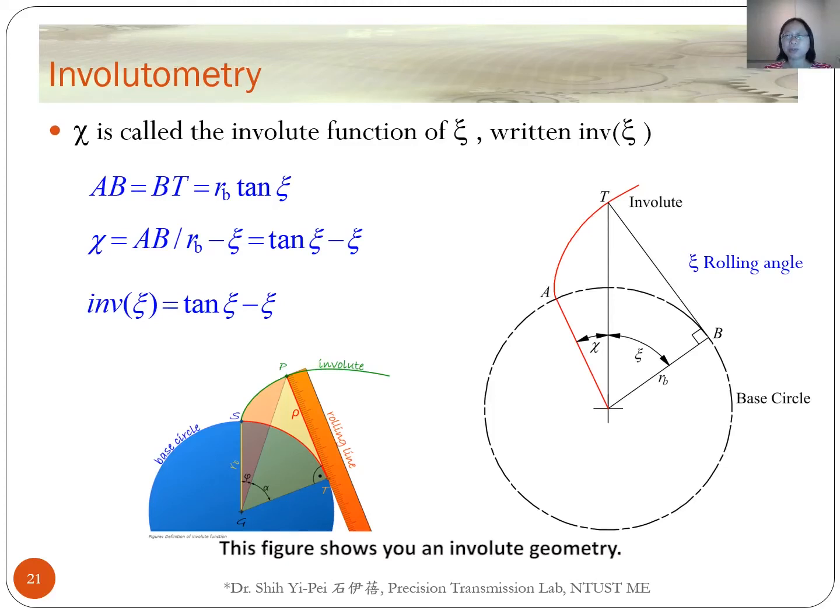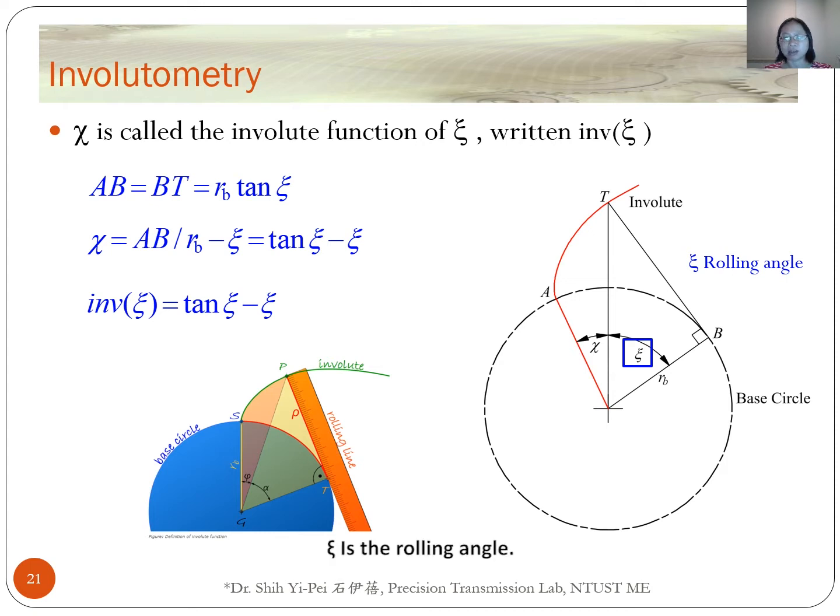This figure shows you an involute geometry. For the purpose of analyzing stress and the deflection of gear teeth, it is important to be able to compute the thickness of a tooth at any radius. For this figure, the arc distance AB is equal to the linear distance BT. Therefore, AB is equal to RB times C.